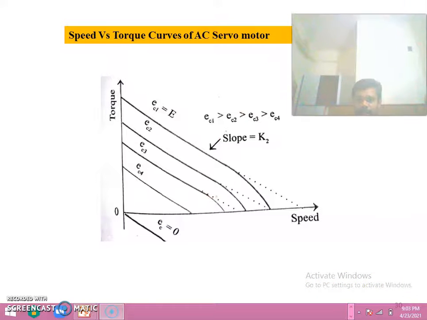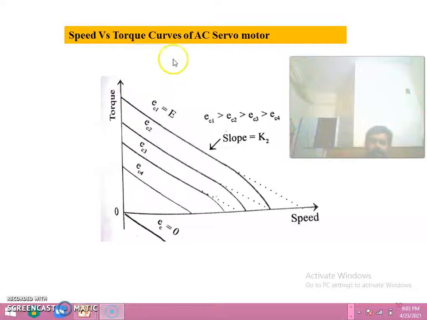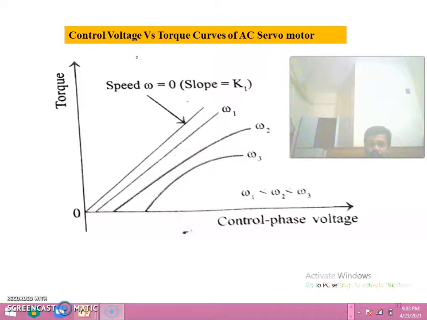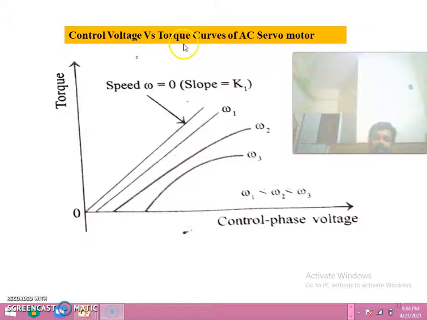This is nothing but the speed versus torque curve of the AC servo motor. Here EC1 is greater than EC2, EC2 is greater than EC3 and EC3 is greater than EC4. Its slope is K2. This is the control voltage versus torque curve of the AC servo motor. Here omega 1 is less than omega 2 and omega 2 is less than omega 3. Here the slope is nothing but K1.